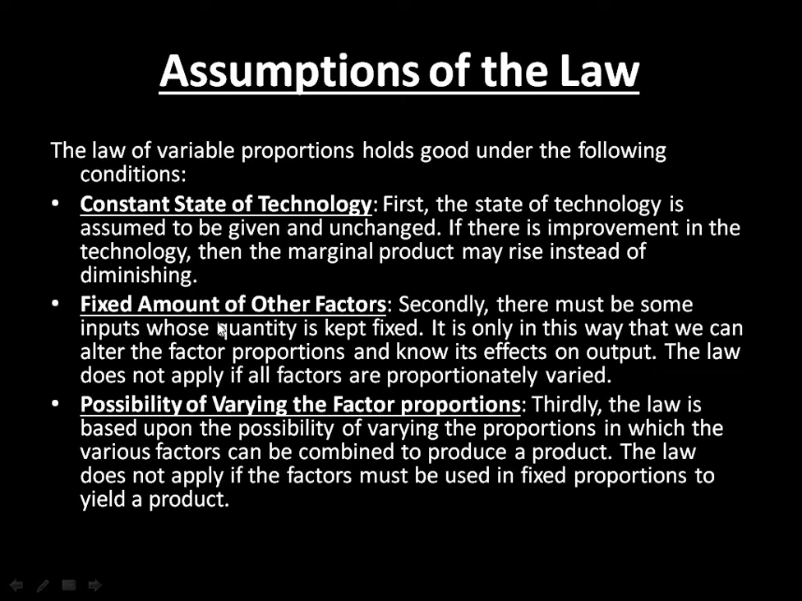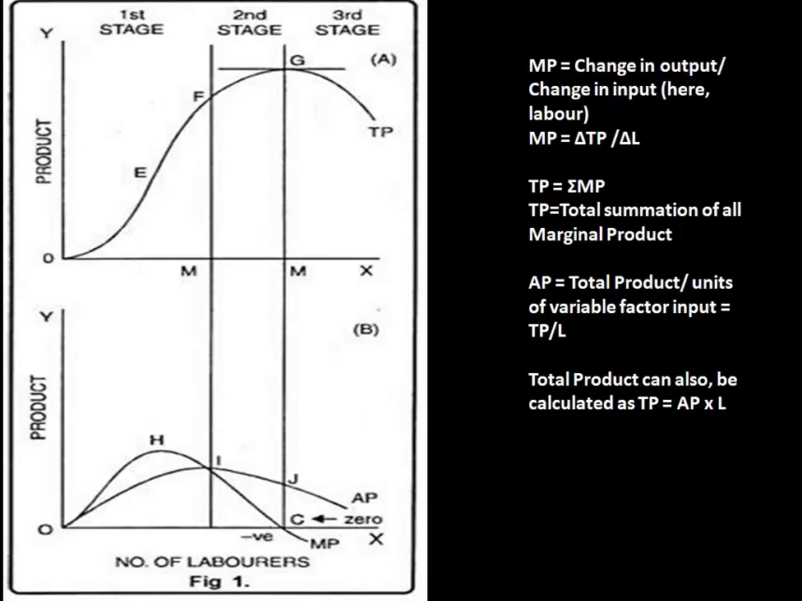The second one is fixed amount of other factors. When you're changing one variable factor, you keep the other factors in a fixed ratio. You don't change the other factors. The third one is possibility of varying the factor proportion. You can change from one factor proportion to another, but a fixed proportion will yield a product. So these are the three assumptions of the law.